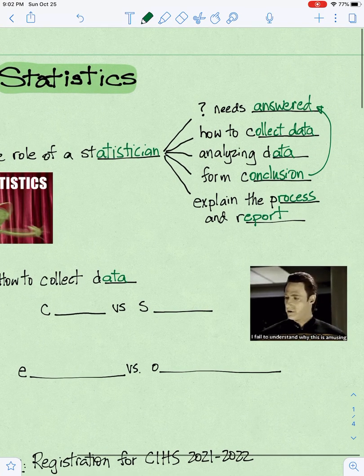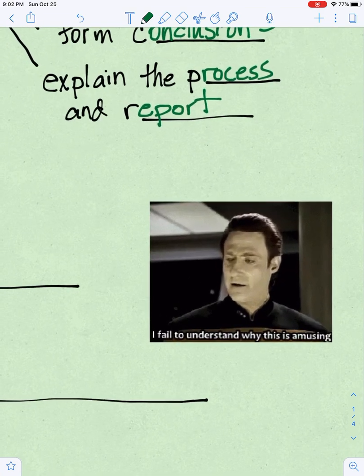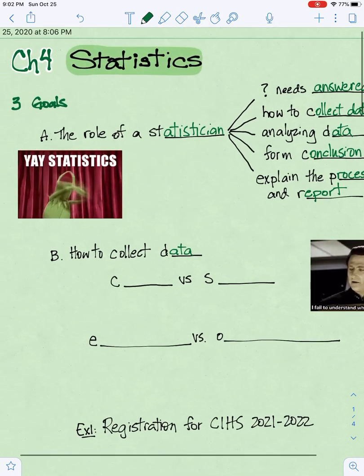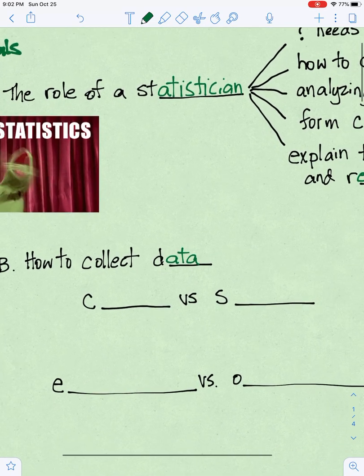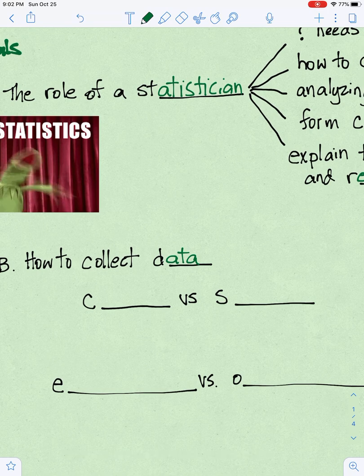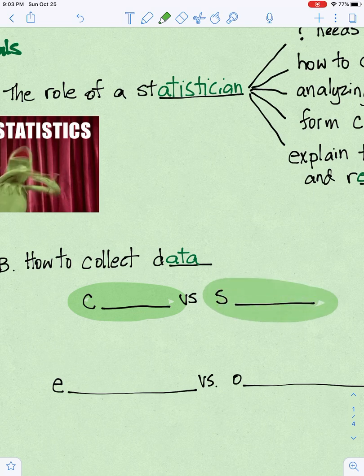All right? Next, how do we collect the data? Well, there we have data from Star Trek, sorry about that. There are 4 ways, and I've highlighted them here. First of all, you can take a census or you can take a survey.